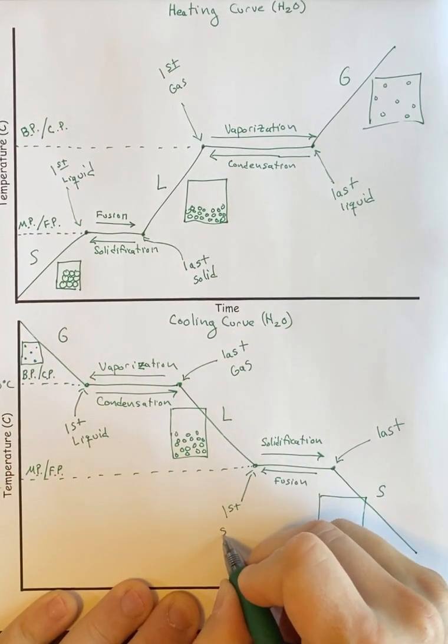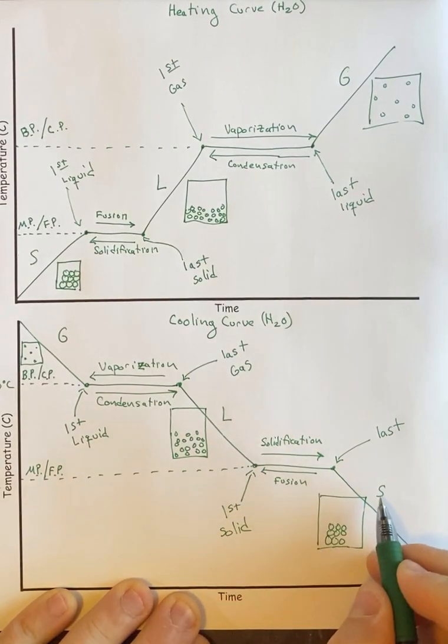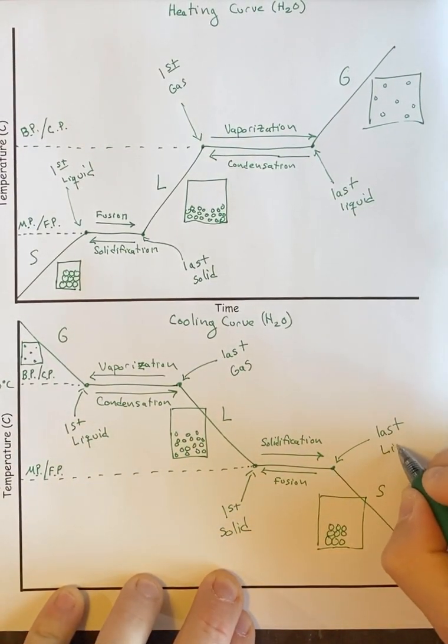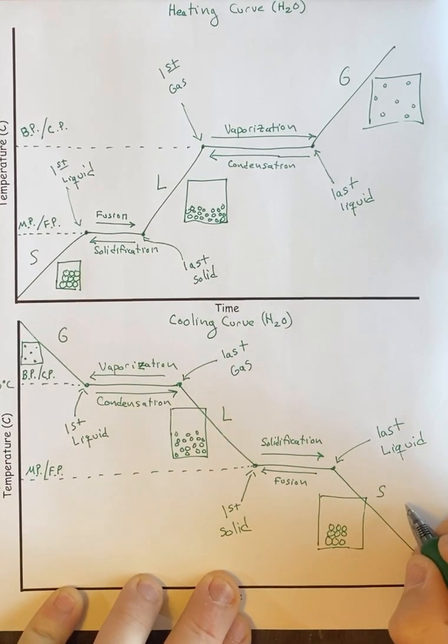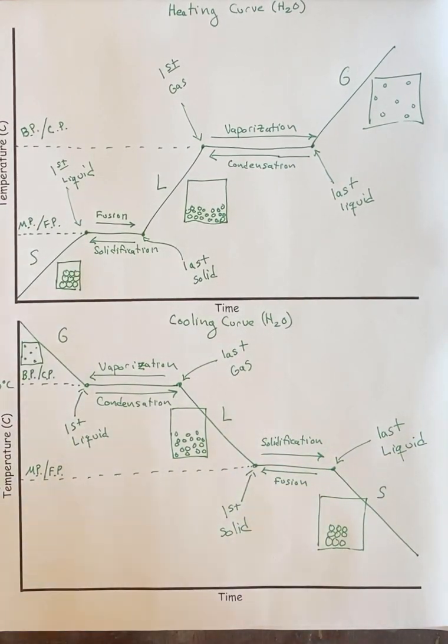This one would be first solid, because the opposite side is solid, and this would be last liquid, because now I'm on the solid and the opposite side is liquid. You can also talk your way through it.